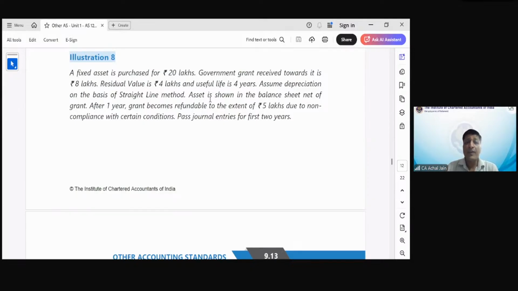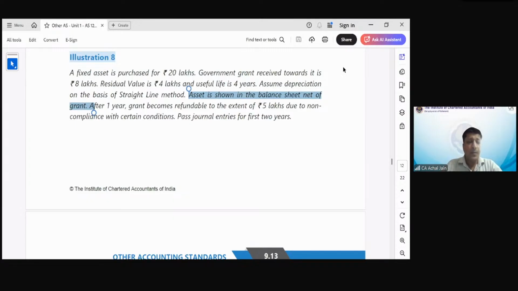So your residual value is 4 lakh. Useful life is 4 years. Now, because the grant is received, you don't know how that has been adjusted. So what is going to be the amount of depreciation? 4 lakhs. Why are you reducing it from the value of the asset? We have not yet discussed. Okay, now, the asset is shown in the balance sheet net of grant. Now you can say it's 2 lakh.